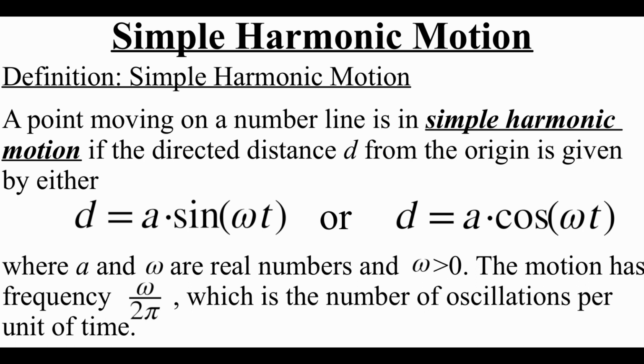In these equations we need our a and our omega variable to be real numbers, and we need omega to be greater than 0. If we want to find the frequency, we take that omega value and divide it by 2 pi, and that tells us the number of oscillations per unit of time. So we could talk about it as oscillations per second or rotations per minute, something along those lines.